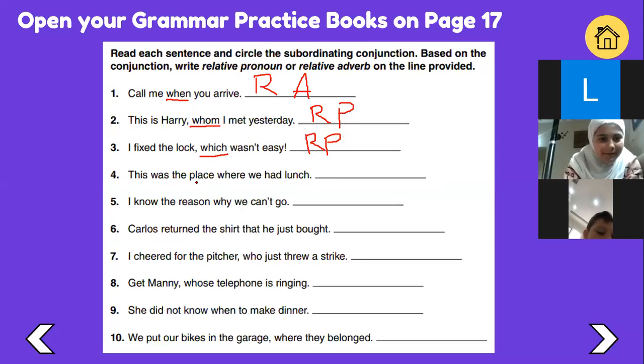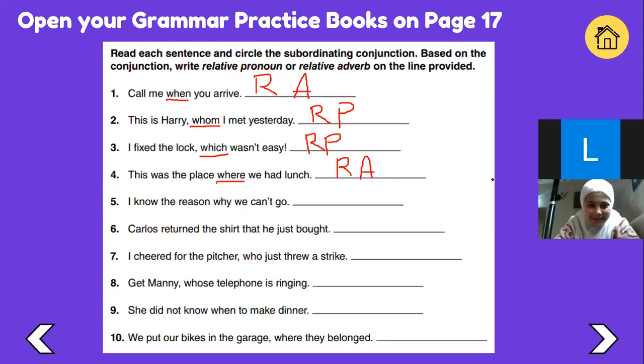Okay, Iltaf. Number 4. This was the place where we had lunch. What is the subordinating conjunction? Where. Excellent. Is where a relative adverb or relative pronoun? It's a relative adverb. Excellent. RA. Yes, excellent. Thank you, Iltaf. Jude?